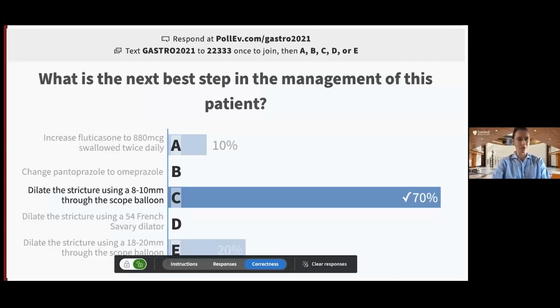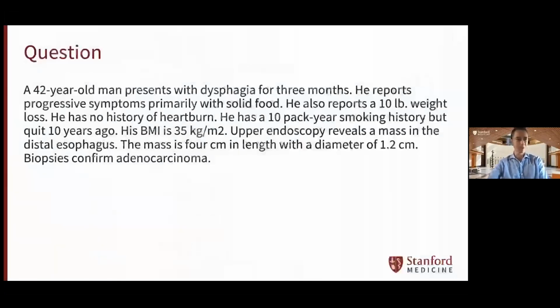So moving on. This next question is a 42-year-old man presents with dysphagia for 3 months. He reports progressive symptoms, primarily with solid food. He reports a 10-pound weight loss. He has no history of heartburn. He has a 10-pack year smoking history, but quit 10 years ago. His BMI is 35. His upper endoscopy reveals a mass in the distal esophagus.